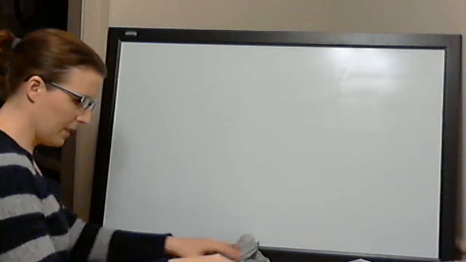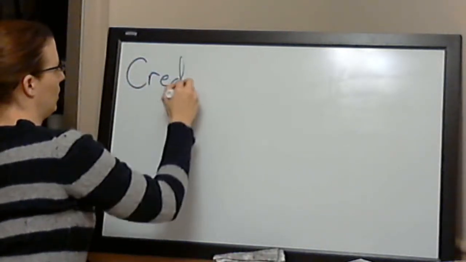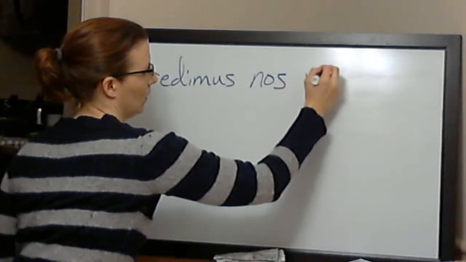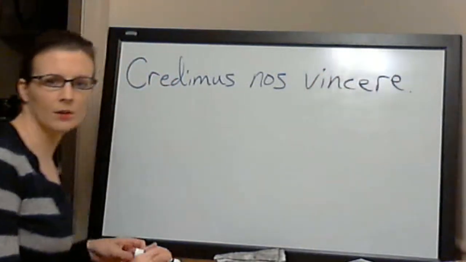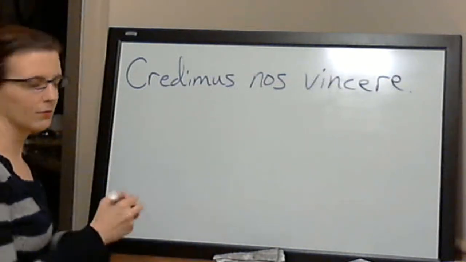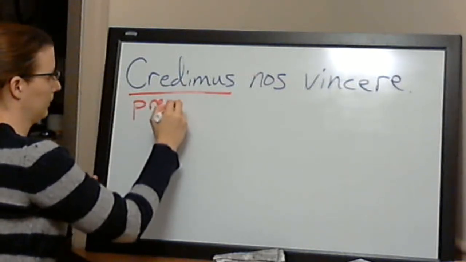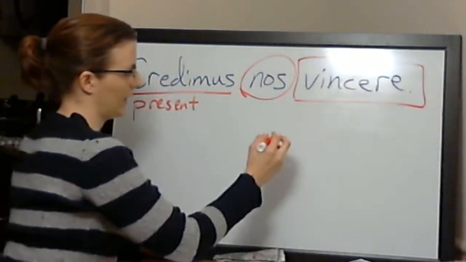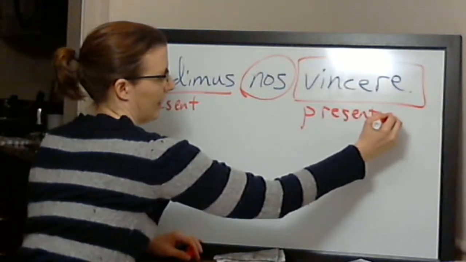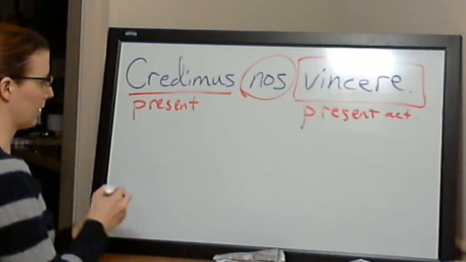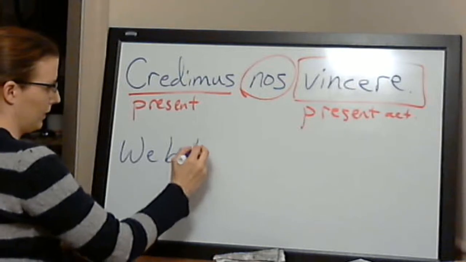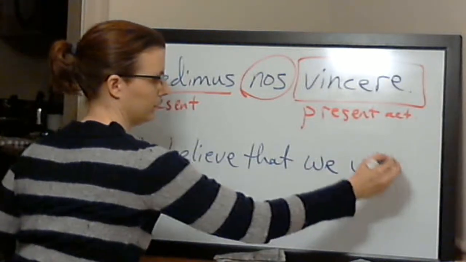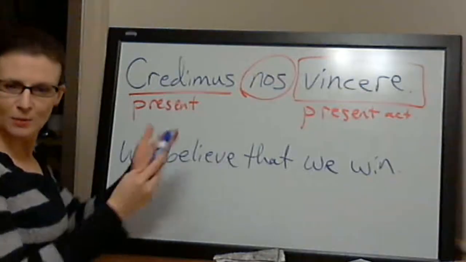Let's try it with another setup, a different verb for our main verb. If we were to have credimus, nos, vincere. Very, very short sentence here. Credimus nos vincere. Our main verb is credimus, and it is present tense. We have our accusative, that's our subject of indirect discourse, and we have our infinitive, vincere, and that is also a present active infinitive. So to translate this, it comes out as we believe that we win. We believe that we win. It may not always be true, but we believe it.